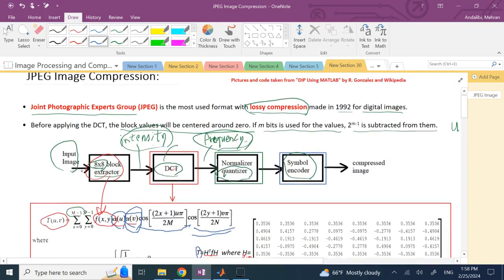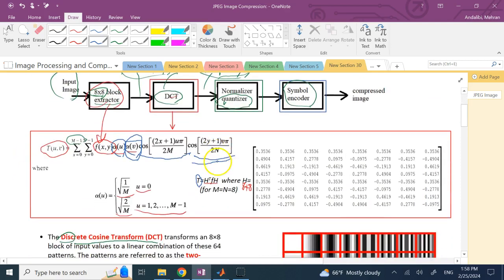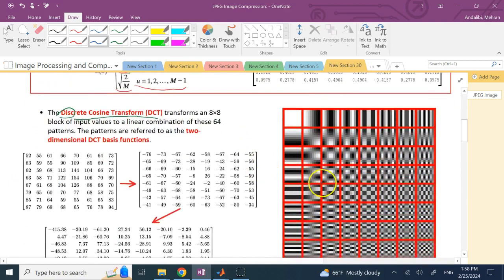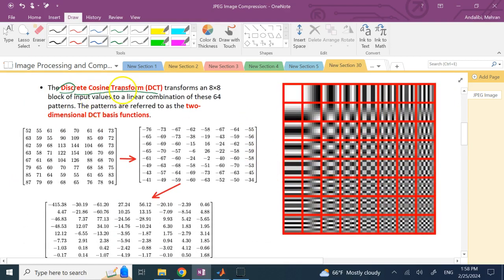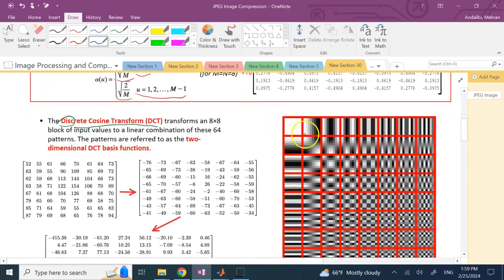So as I said, the goal of the DCT is to take you to the frequency domain. How? Let's take a look. Here, as I explained, just to emphasize again, the material here, including the code, is coming from Digital Image Processing Using MATLAB by Gonzalez, as well as a lot of material from Wikipedia.